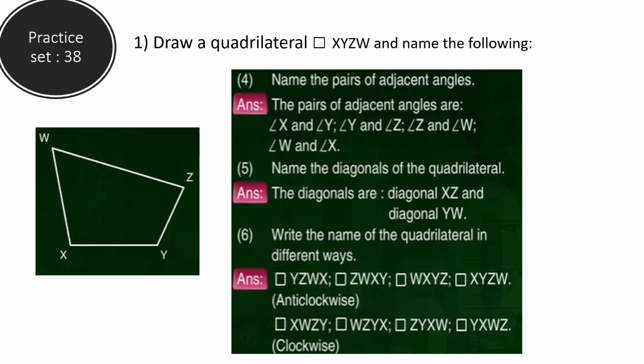Name the quadrilateral in different ways. See, we know 4 ways in clockwise and 4 ways in anti-clockwise. I'll start with clockwise: quadrilateral WZYX, quadrilateral ZYXW, quadrilateral YXWZ, quadrilateral XWZY. Anti-clockwise: quadrilateral WXYZ, quadrilateral XYZW, quadrilateral YZWX, quadrilateral ZWXY. So here we have ended up with all the 8 names of the quadrilateral.